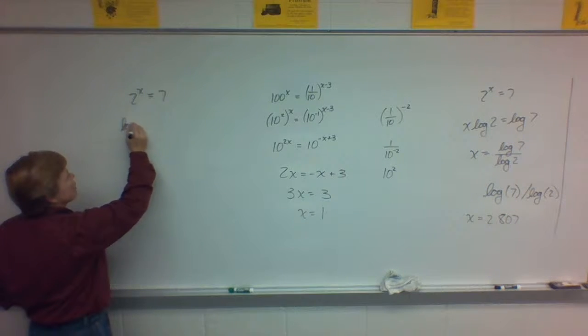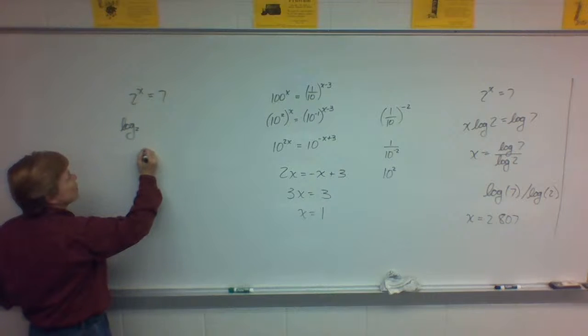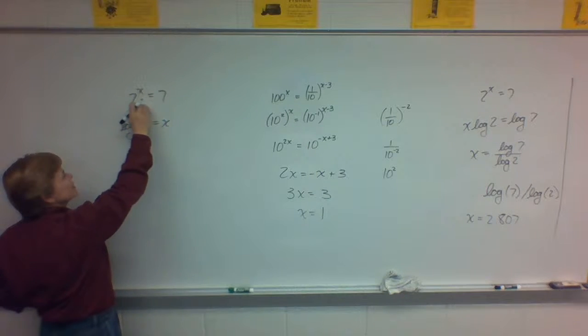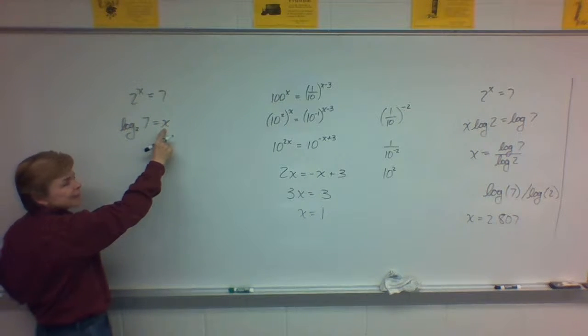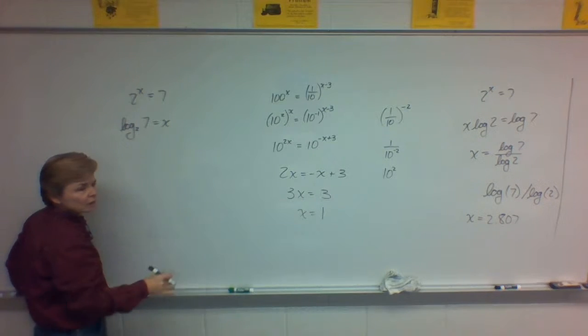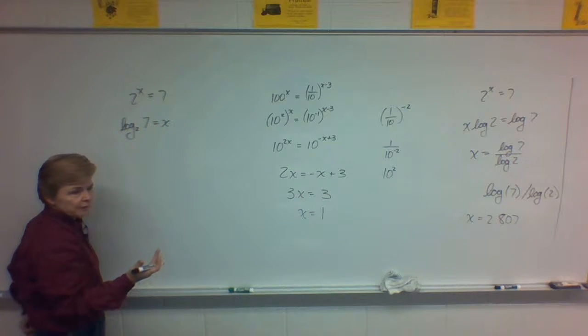Log base 2 of 7 equals x. Try to remember that changing this to this is a process for isolating x. So if you can't remember where the 7 and the x go, that x has got to be isolated in this move. That's what it does. You know what I'm saying?